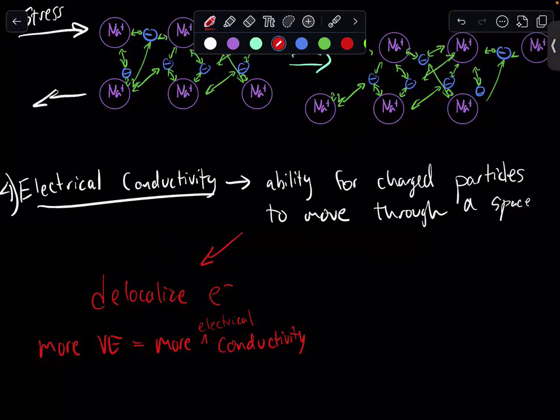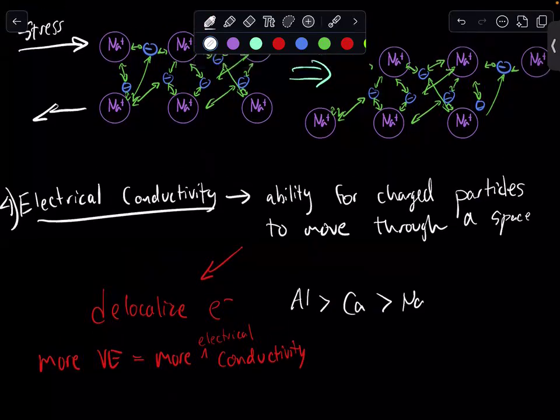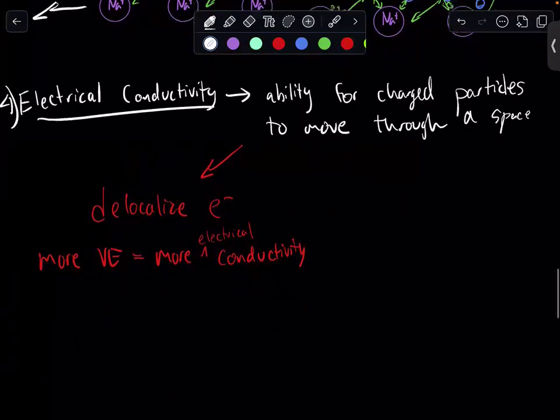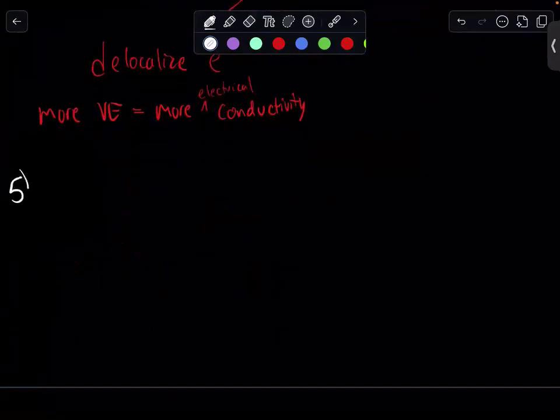So you might think that calcium is generally better than sodium, and aluminum is generally better than calcium. And so we can kind of think about this in these terms. There's actual charts where you can find the electrical conductivity in the data booklet, I believe. But regardless, it's just a general trend. It doesn't always hold true. There are, of course, many exceptions, as is the way with chemistry. All right, moving on to our last one, thermal conductivity.